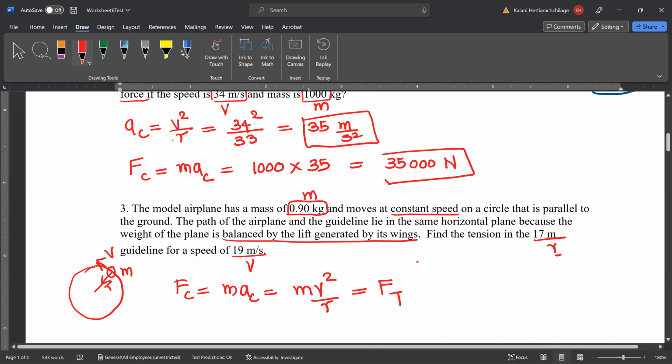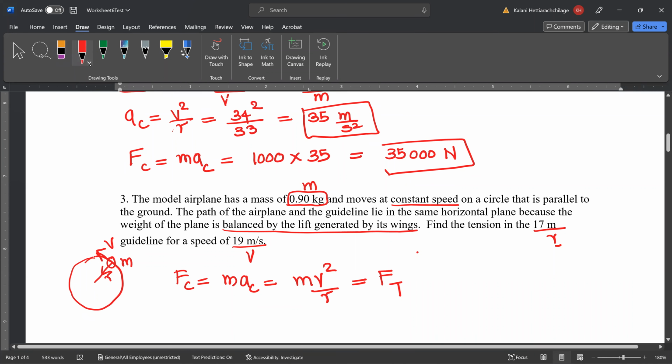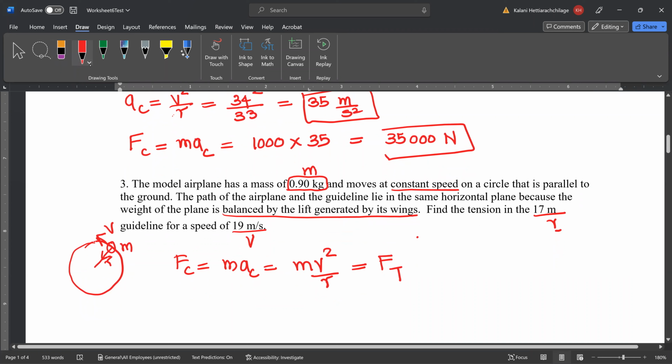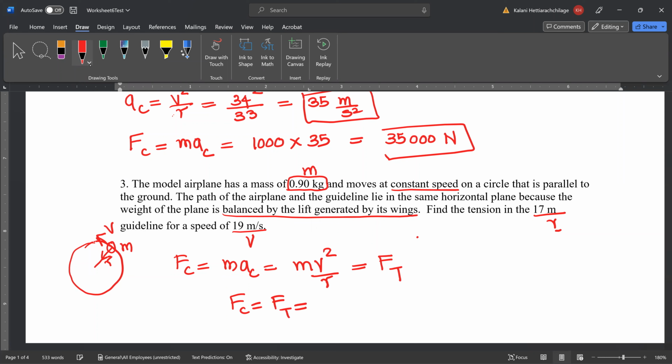Okay, so after I find the centripetal force, that will be the tension force. Now we can calculate this. Centripetal force equals tension force in this case. That will be mass times velocity squared over r.